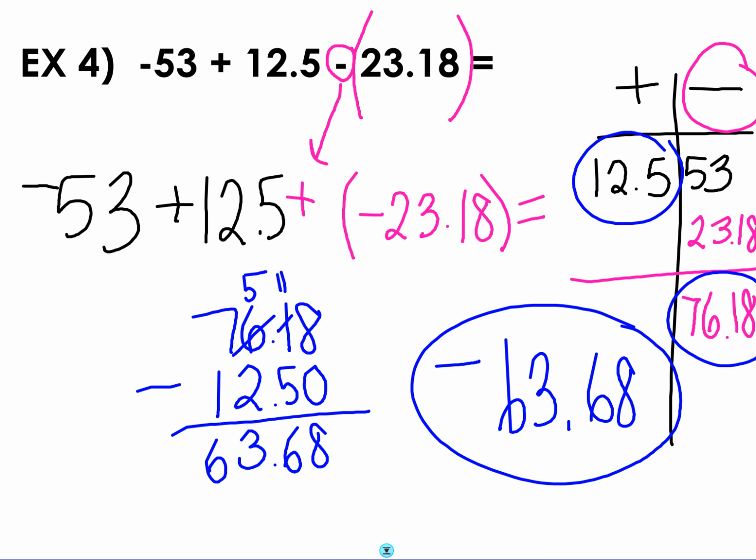So you can see that the scoreboard method works for all these problems. So remember, the scoreboard method only works for addition. So if you have subtraction, you have to use the additive inverse property.